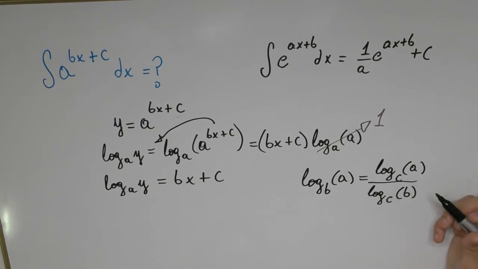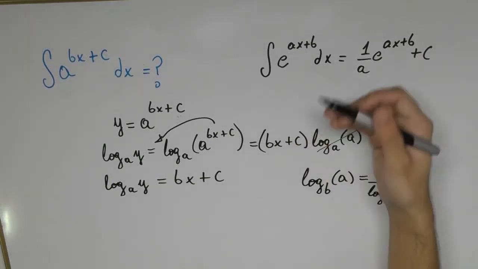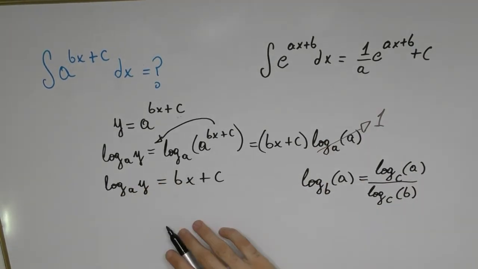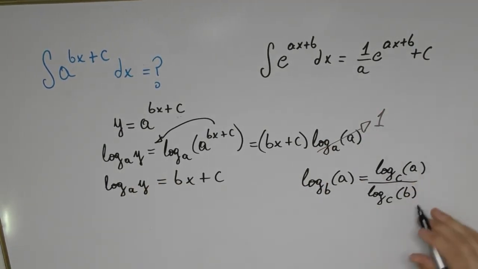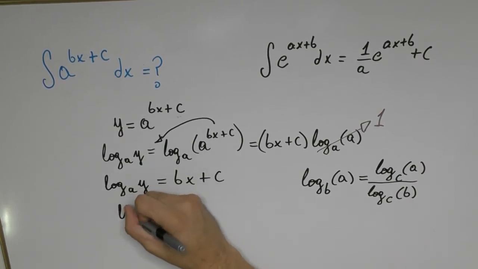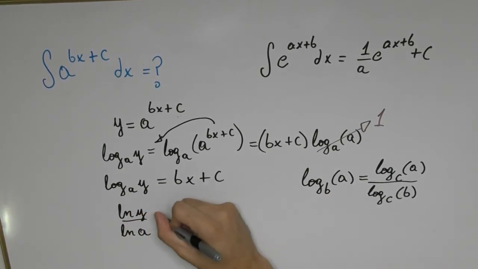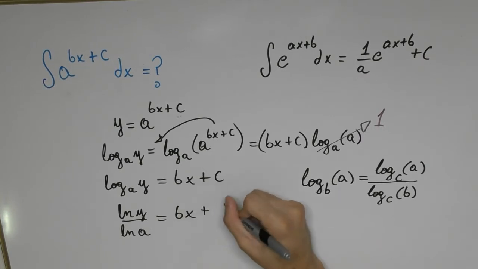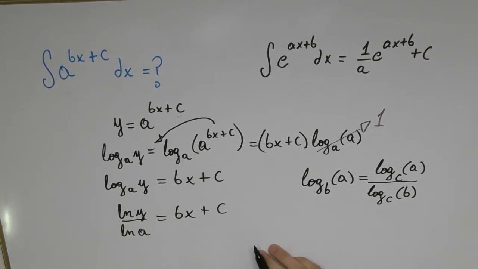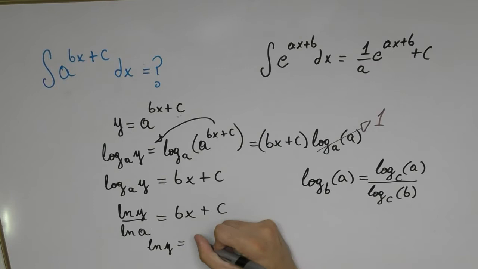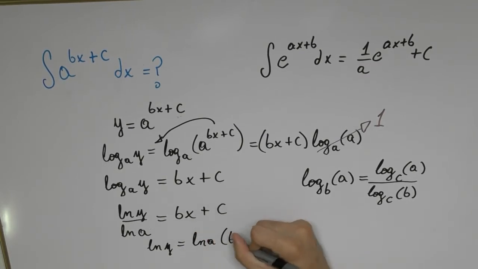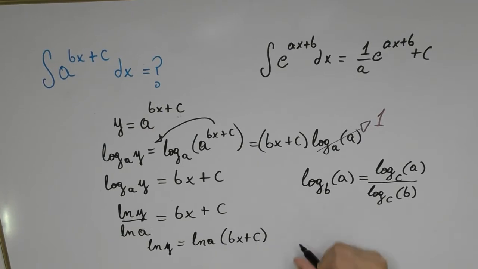So which base do we want to change this into? Well, obviously base e, so we're going to use the natural log. Let's change the left hand side of that equation using this formula, and that's going to be natural log of y divided by the natural log of a, and that's going to be equal to bx plus c. And now for the final step, we can multiply both sides by natural log of a. So we have ln y equals natural log of a times bx plus c. Remember, this whole thing here is just a constant. And the final step is to recover the y function.